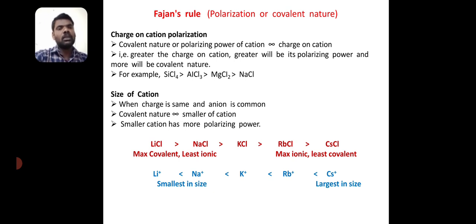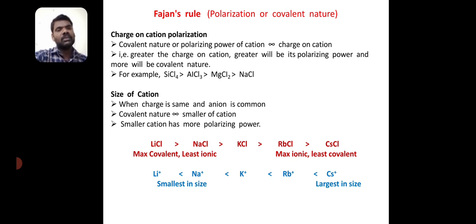The covalent nature or polarizing power of the cation is directly proportional to the charge on the cation. That is, the greater the charge on the cation, the greater its polarizing power and the more the covalent nature. For example, SiCl4 (silicon tetrachloride), aluminum chloride and magnesium chloride. Here the charges are Si4+ and Cl-, so the charge is greater, 4, in silicon, and so silicon tetrachloride is more covalent than AlCl3, MgCl2 and NaCl.